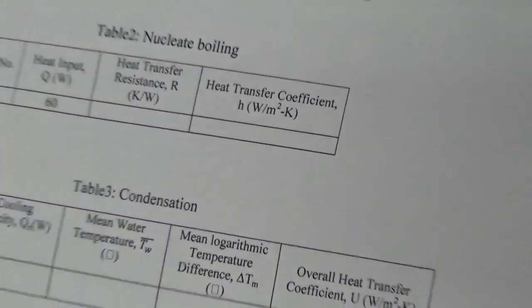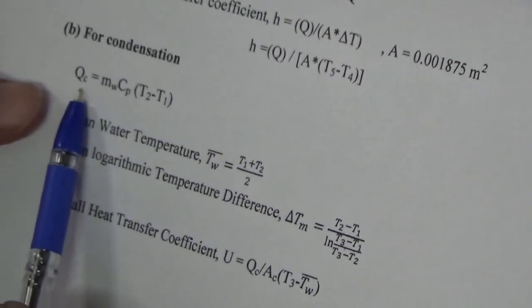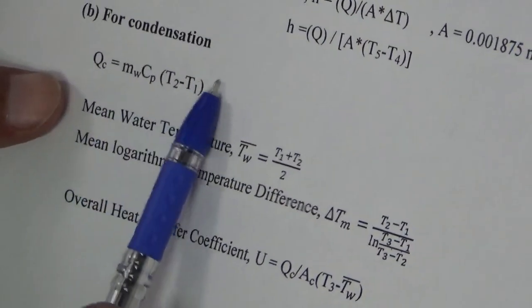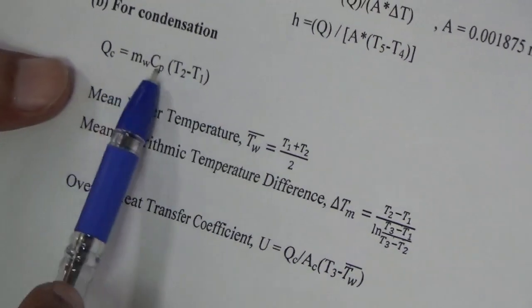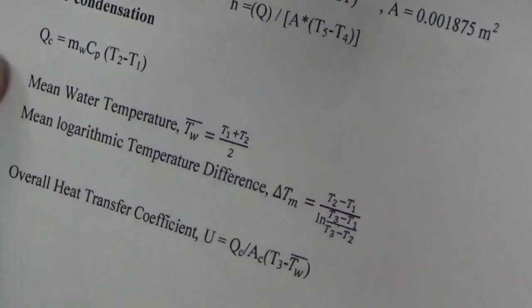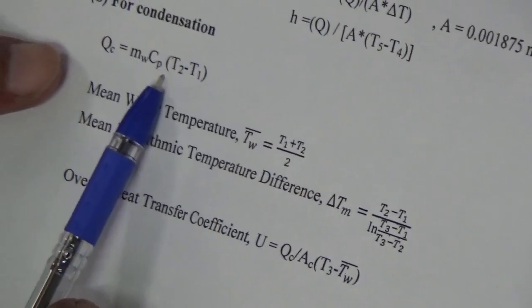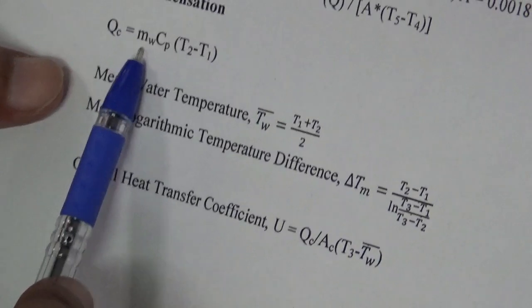coefficient. After that, for the condensation study, QC is the heat transfer through the cooling coil. The heat transfer from the cooling coil is nothing but the heat taken away by the water, MW Cp delta T. Delta T is the temperature difference between the inlet and outlet temperature, and Cp is the specific heat capacity of the water, and MW is the mass flow rate of the water in kg per second, of course.